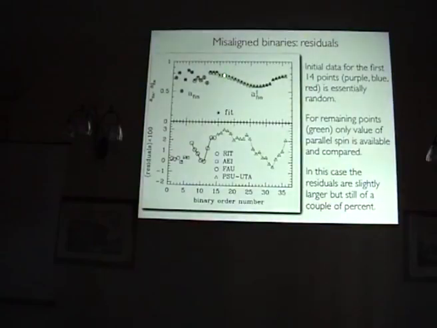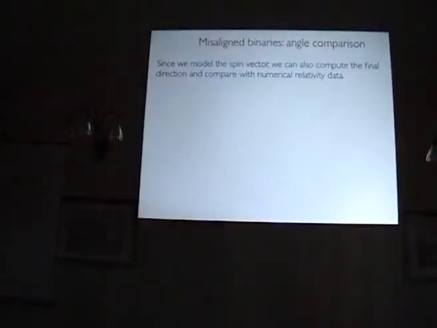For some cases like these ones, we don't really have the final spin. This produces a vector, final vector, which is not along a coordinate axis, and so we just have the parallel component. But we can decompose it again, and we get a very good match to that. Okay, so the residual is slightly larger, but still a couple of percent. And this is the most difficult comparison. Calculating the difference with the actual angle.